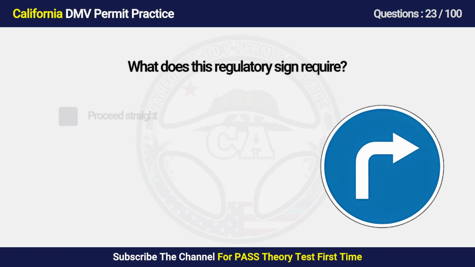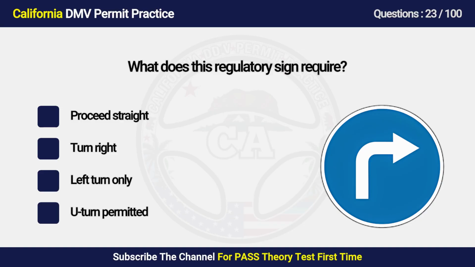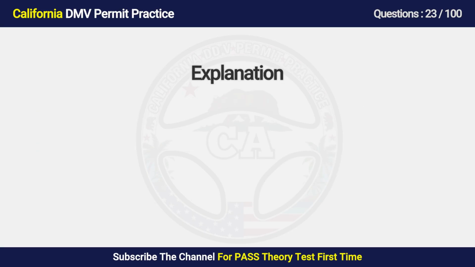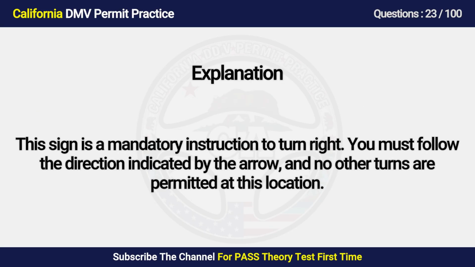Question 23. What does this regulatory sign require? A. Proceed straight. B. Turn right. C. Left turn only. D. U-turn permitted. Answer is B. Turn right. This sign is a mandatory instruction to turn right. You must follow the direction shown by the arrow, and no other turns are permitted at this location.